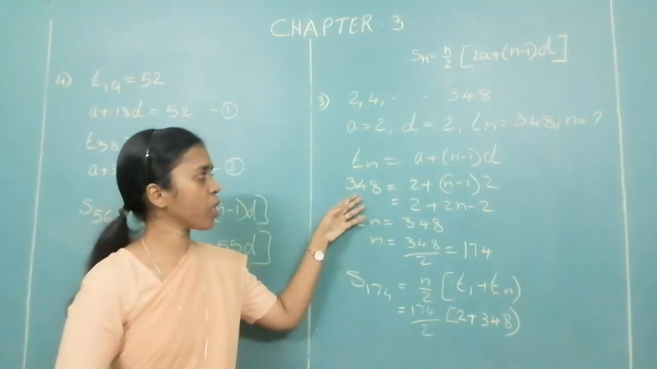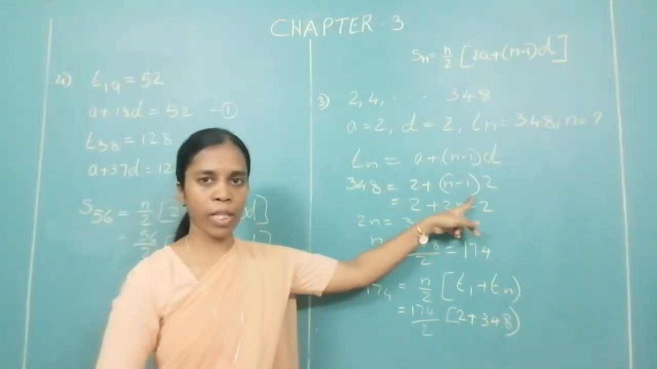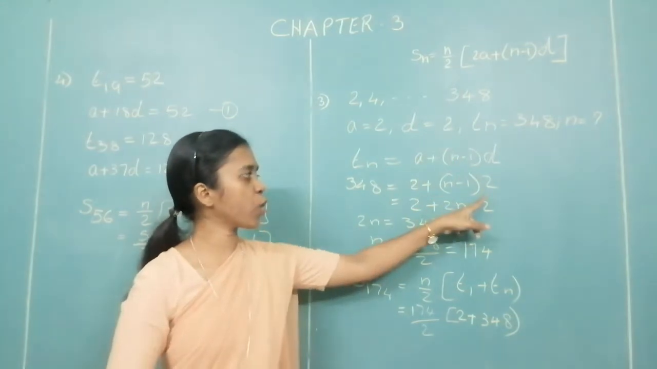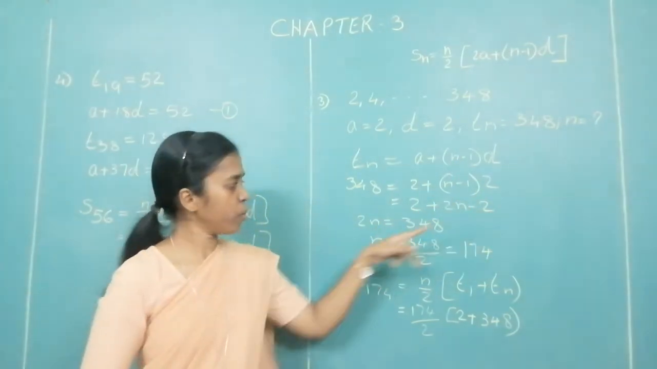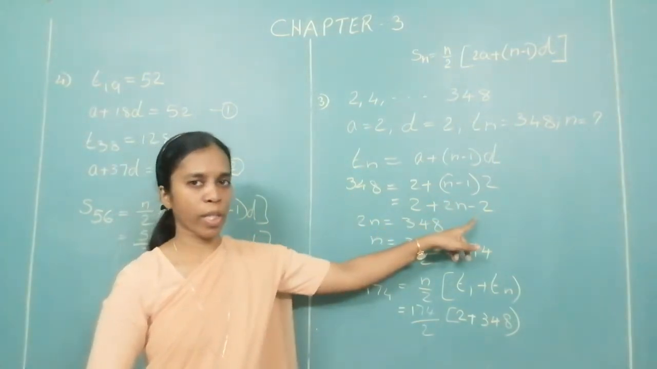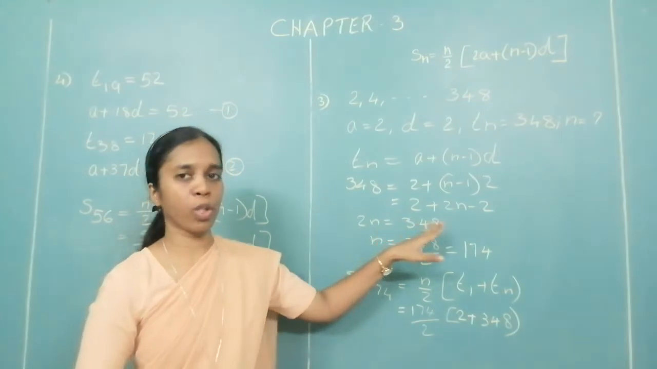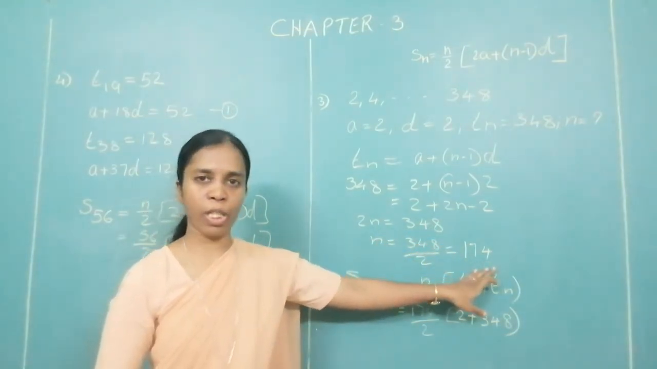Substitute the values, that is 348 is equal to 2 plus N minus 1 as it is into D, which is 2. 2 plus, open the bracket, 2n minus 2. That is, I kept 2n one side. Plus 2 minus 2 get cancelled. So 2n is equal to 348. N is equal to 348 upon 2, that is 174.